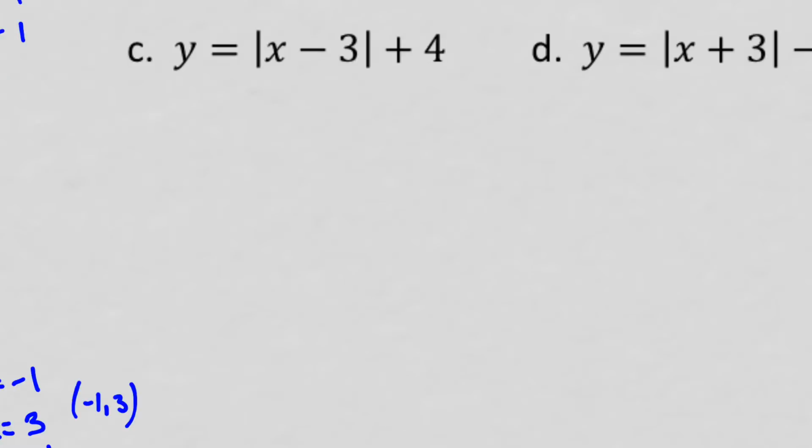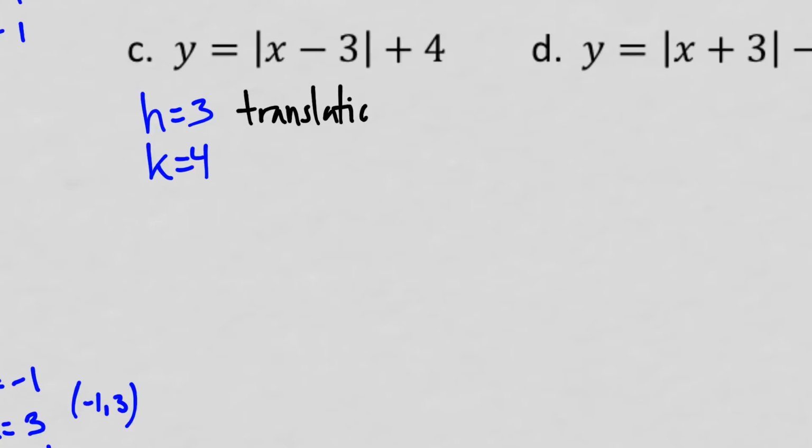Here we go again. Let's do it again for C. H is 3, K is 4. So if H is 3, that means translation, right? H and K, that's all they do. They do translations or shifts, which is the same thing. They move the graph.